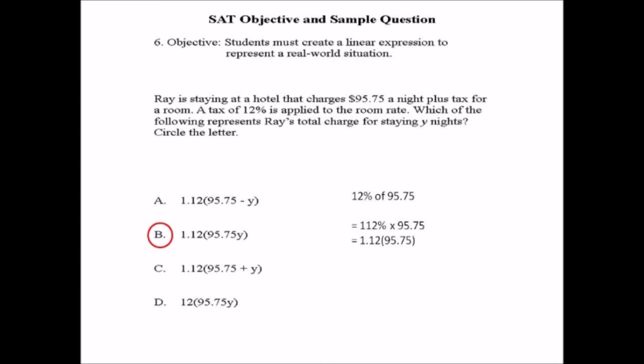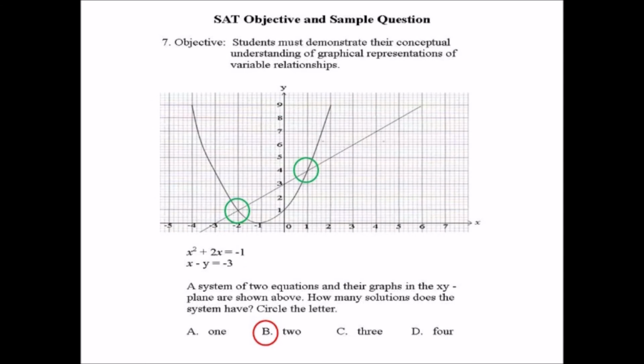Number 6, the answer was B. And if you're working with percentages, 112% of 95.75. And once you work that out, the 95.75 is a 1 night rate, so you have to multiply by the number of nights, and then you multiply that by 112%.